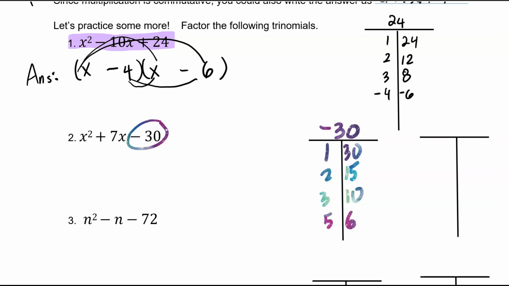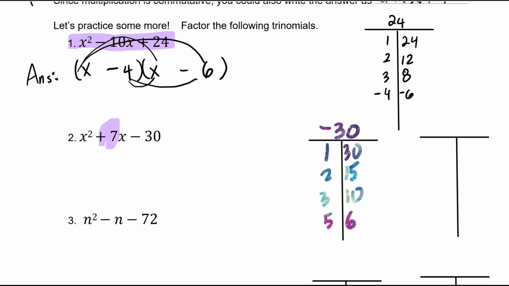Now what will work? So that when we multiply the factors, we get negative 30. But at the same time, when we add the factors, we get positive 7. So pause the video. See if you can manipulate the signs of these factors so that it works in two directions. One direction would be multiply to get negative 30, and the other direction would be add to get positive 7. How can we satisfy both criteria at the same time?